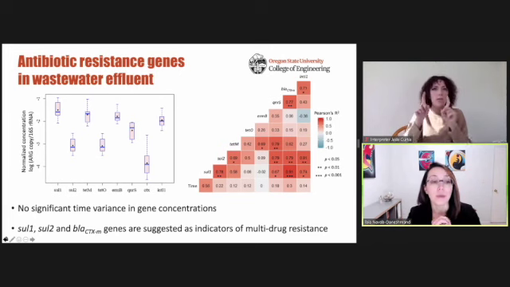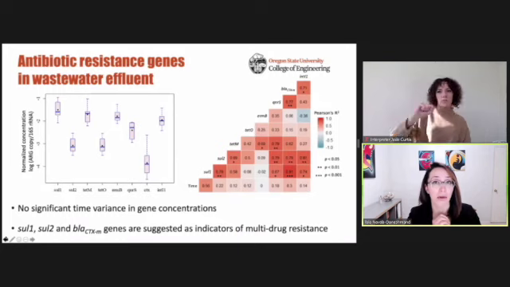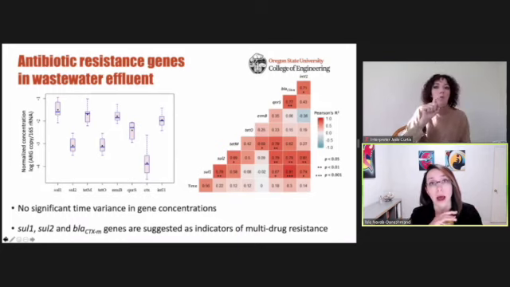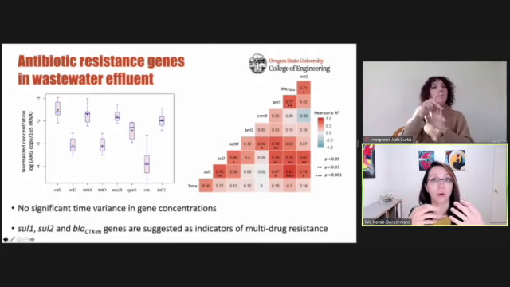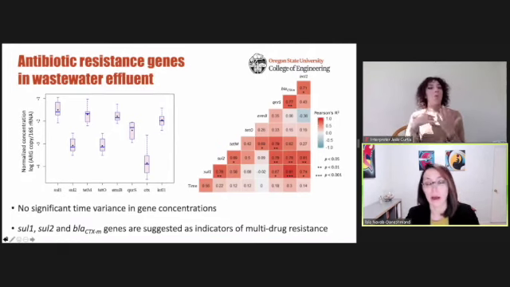And these 3 genes, sul1, sul2, and BLA-CTX-M, because of their correlation with this multi-drug resistance gene, could also be indicators of multi-drug resistance. This can potentially be used in forming policies and regulations for antimicrobial resistance. Next, please.